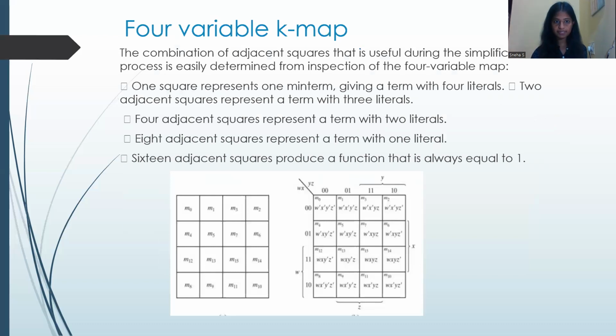Let us see the 4 variable K-map. Since there are 4 variables, you'll have 2 to the power 4 minterms, that is 16. Each square represents one minterm, giving out 4 literals. If there are 4 adjacent squares, it will give us 2 literals. If there are 8 adjacent squares, it will give us 1 literal. And if your grouping covers all 16 adjacent squares, then it is going to produce a function which is always equal to 1.